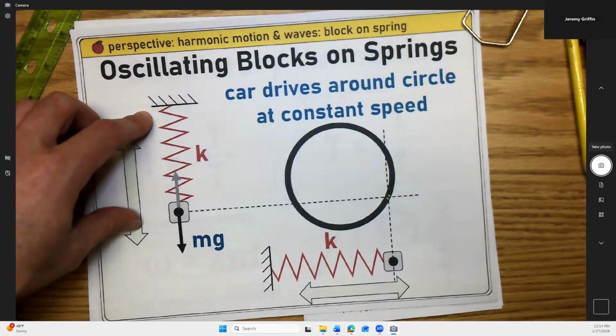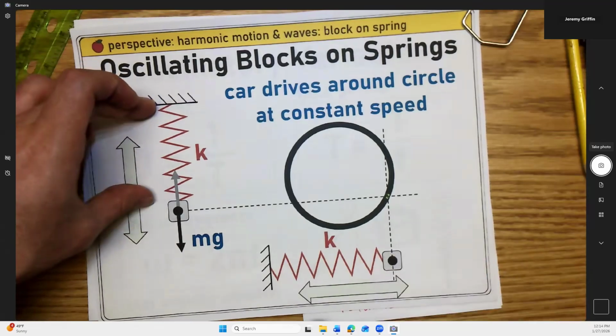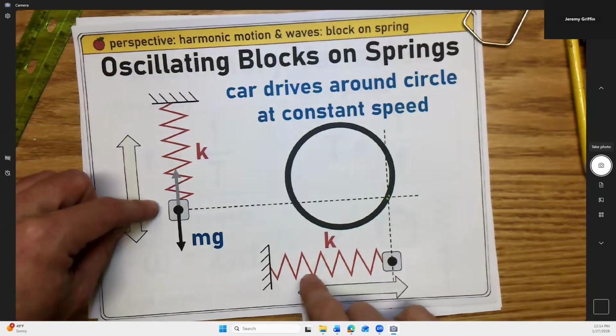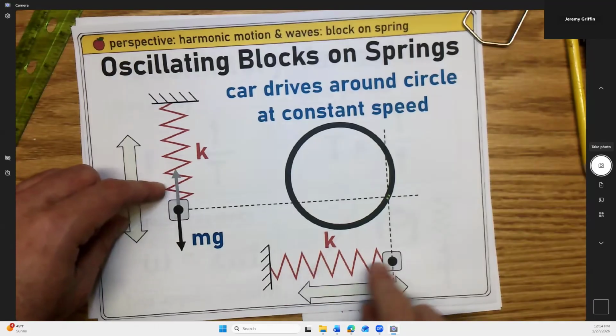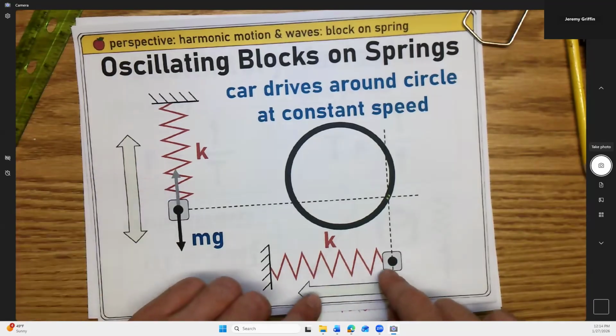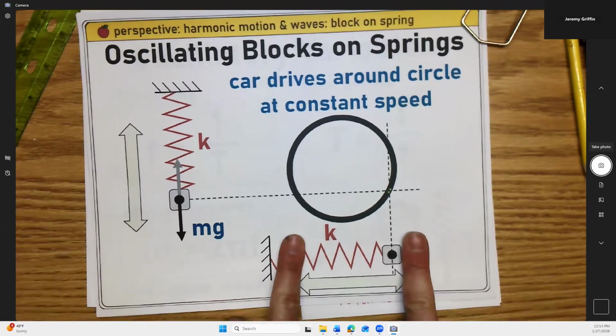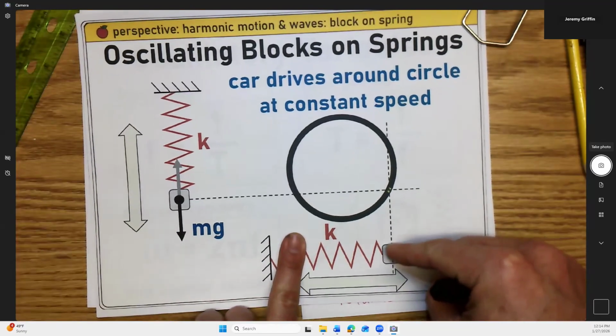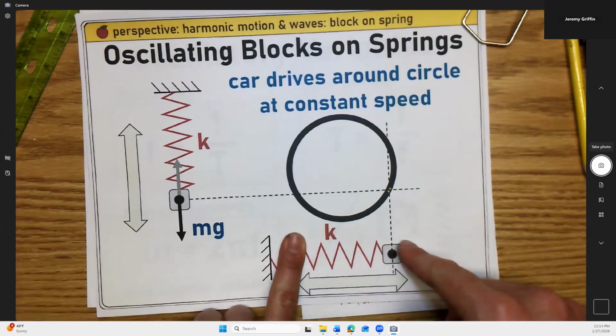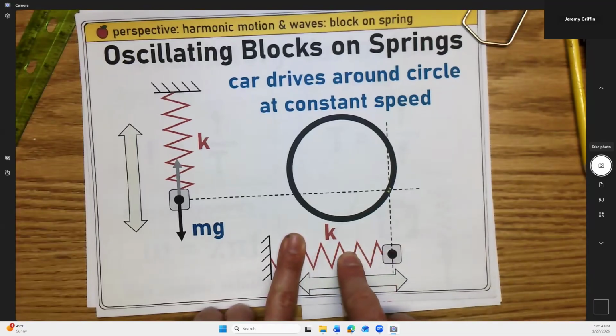So here's what I got: a vertical spring and a horizontal spring. The vertical one's bouncing up and down, the horizontal one's going right and left. You guys see that? Now let's look at this motion. Suppose it goes from end to end. So here's the amplitude over here, and then it's maximally compressed here, maximally stretched here. And the equilibrium point could be right in the middle.